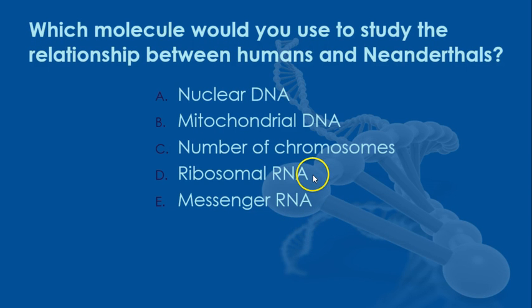Ribosomal RNA, probably going to be really, really similar because we're really closely related. And then the number of chromosomes, that can be helpful for sure. And we'll talk about places where we see that. But it's not really going to be helpful for estimating the time in this case.